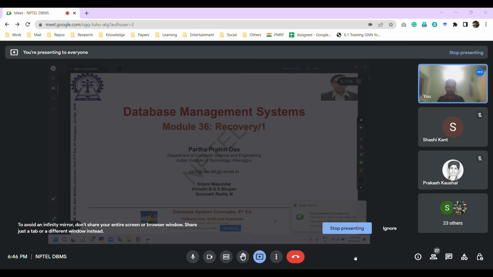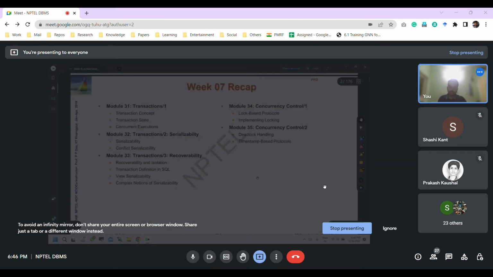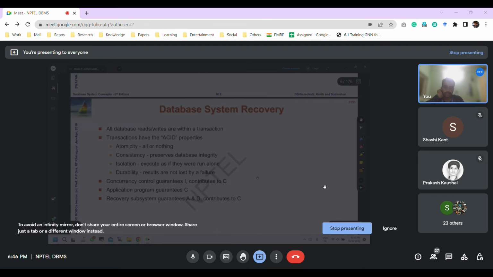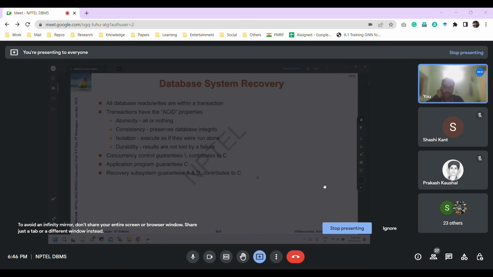Now, this is actually last week's content. There was something about failure classification, then storage structure, then recovery and atomicity, then log based recovery. So just go through these points. I'm just revising it for the last 10 minutes.